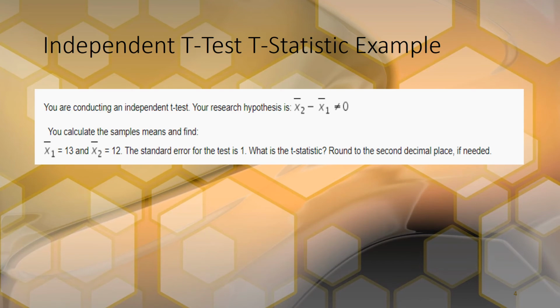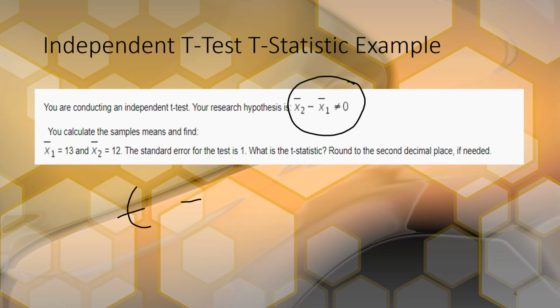Here's an independent t-test, t-statistic example. So you're conducting an independent t-test. Your research hypothesis is x bar 2 minus x bar 1 is not equal to 0. So you calculate the sample means and find this. I have this here because it tells you the order to subtract.